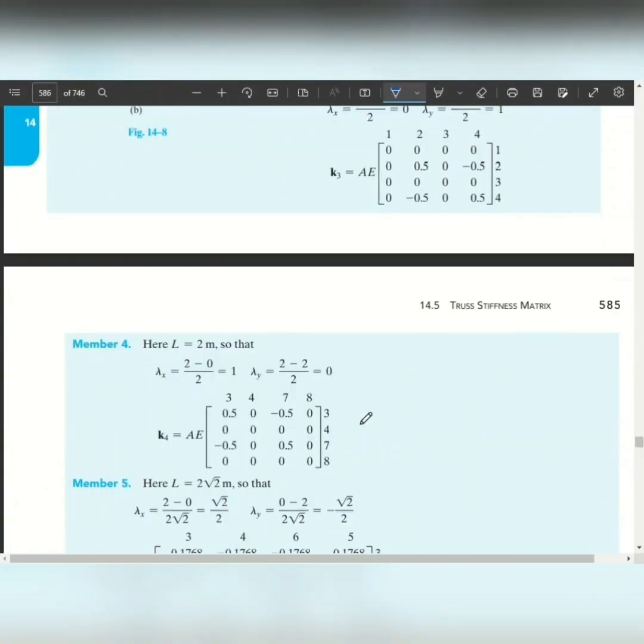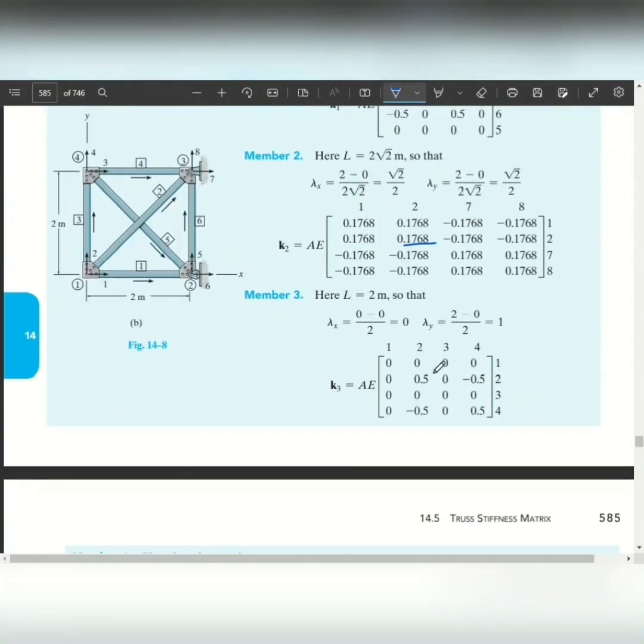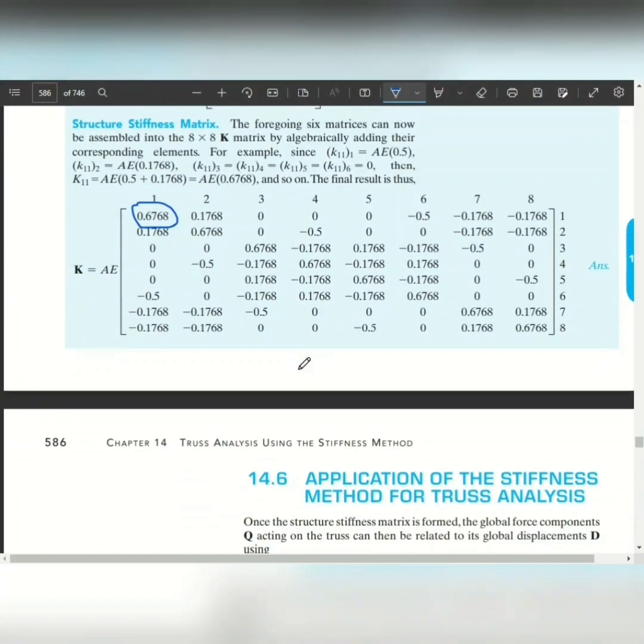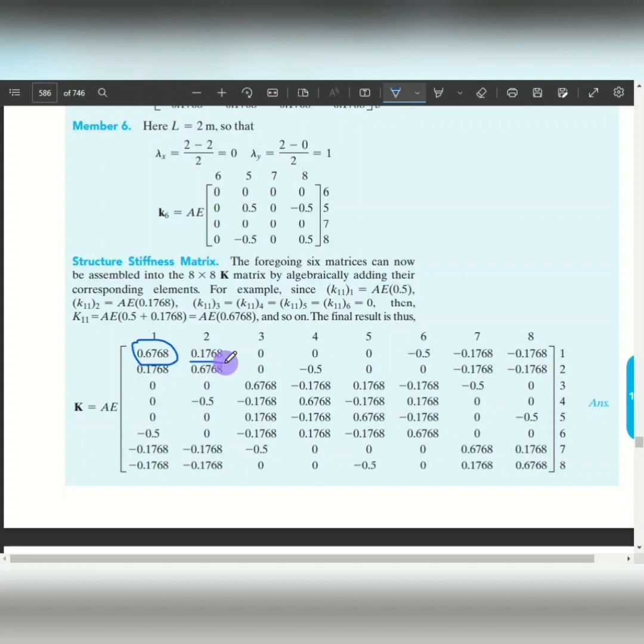Okay, same as this 2 and 1, 0, just put it here, same as this value. Same as this go 3 and 1, 4 and 1. For example, randomly we can see how this value comes.